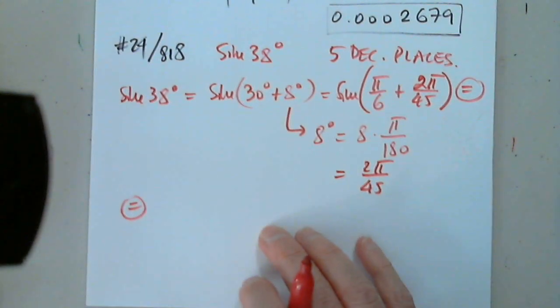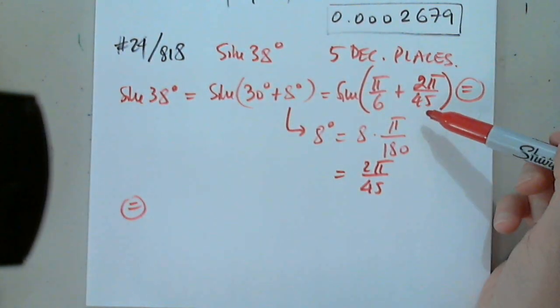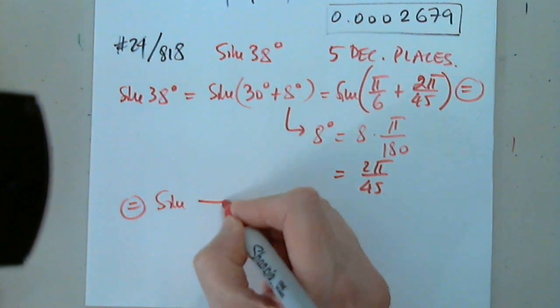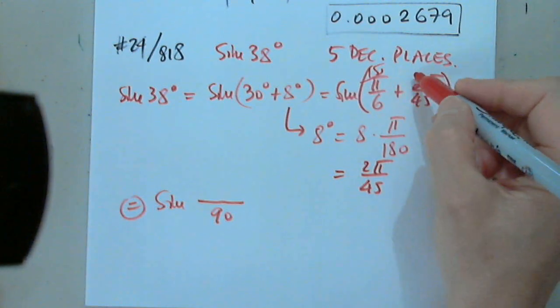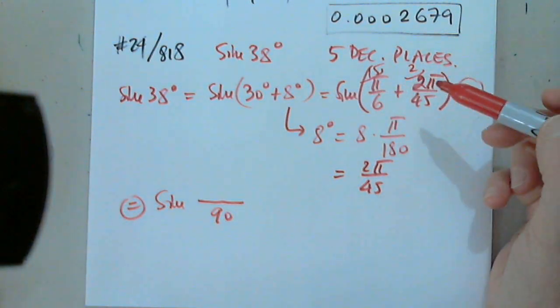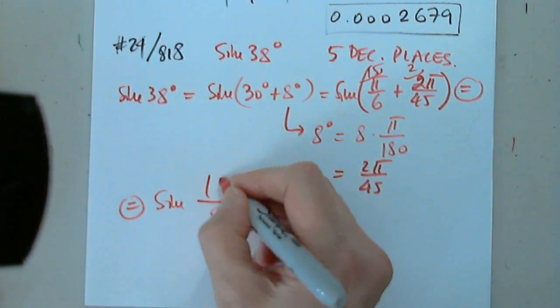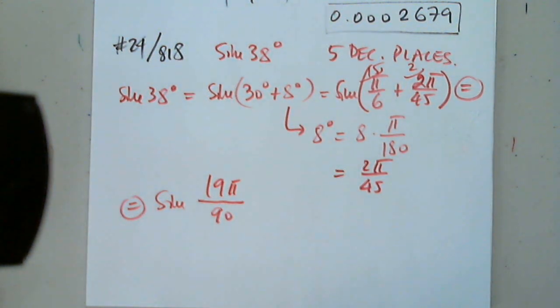We continue here. And the least common denominator will be 90. So we need a 15 and we need a 2. 15 plus 4, so it's 19 pi over 90.